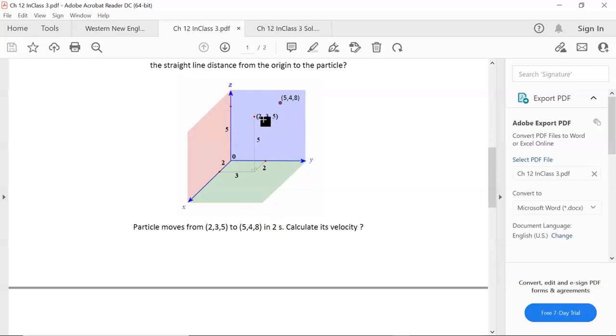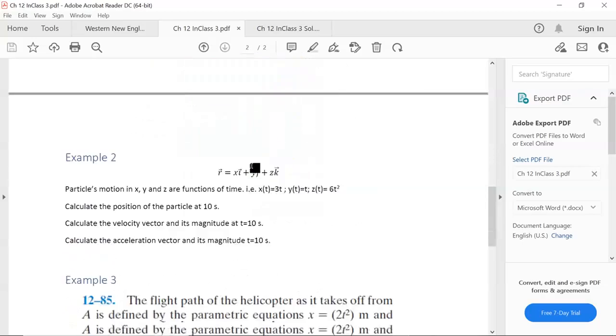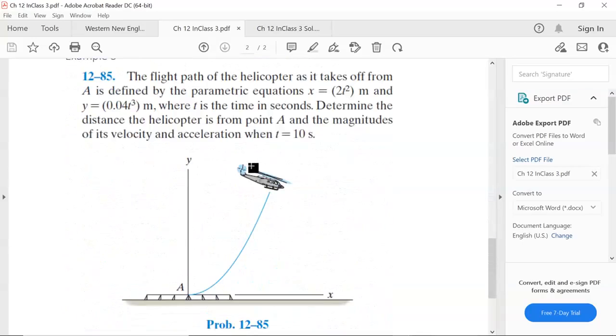So in this example, the particle is at (2, 3, 5), and in 2 seconds, the particle goes to (5, 4, 8). So the particle has traveled some distance along x, y, and z, and we can calculate those individual velocities by subtracting the change in position, which is 5 minus 2, and dividing it by the time, which is 2 seconds, and then 4 minus 3 divided by 2, and 8 minus 5 divided by 2. So those are the individual velocities along x, y, and z, which we can write as a vector vxi plus vyj plus vzk. Anyways, this will be very easy once we solve the problem.